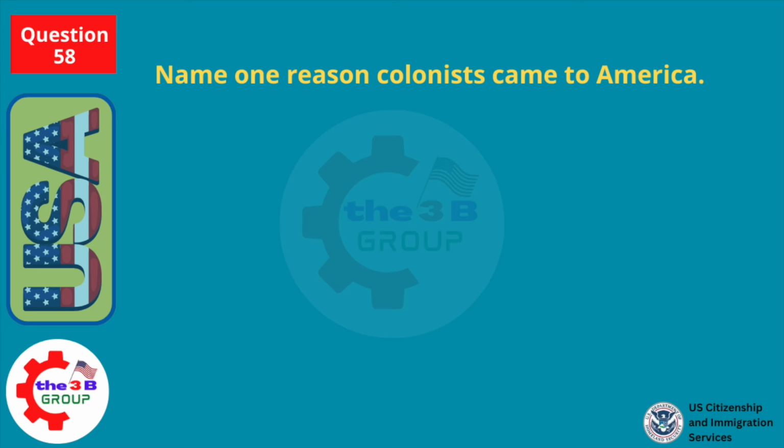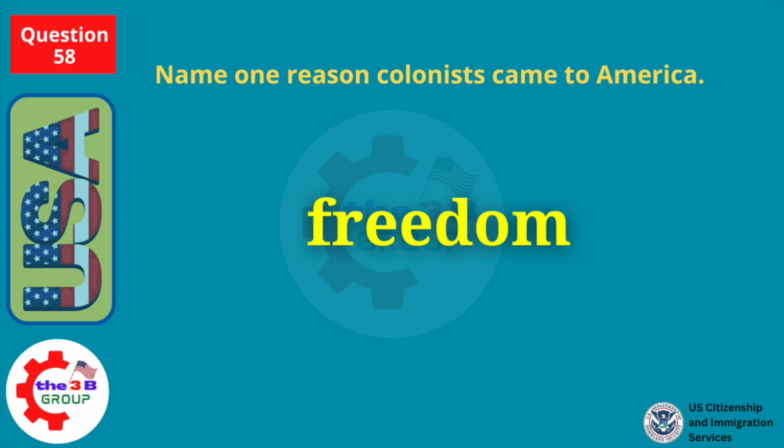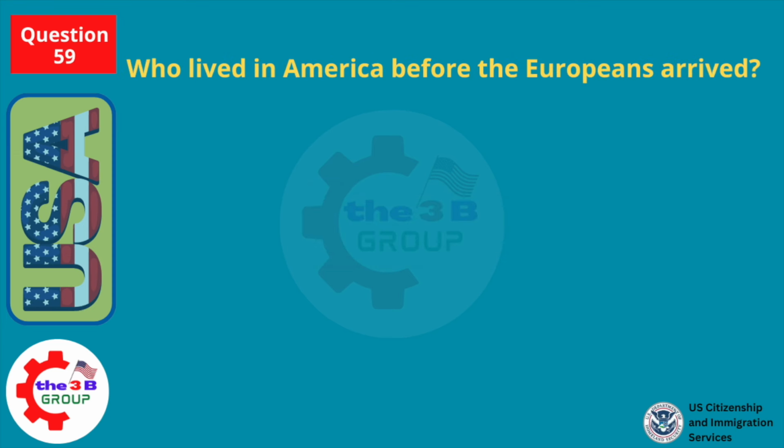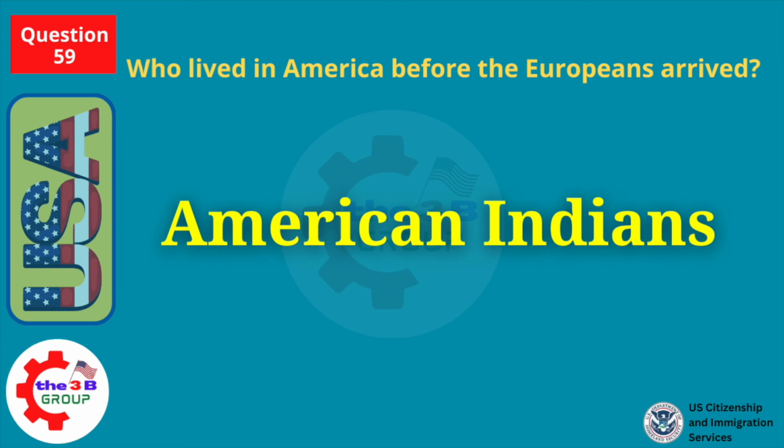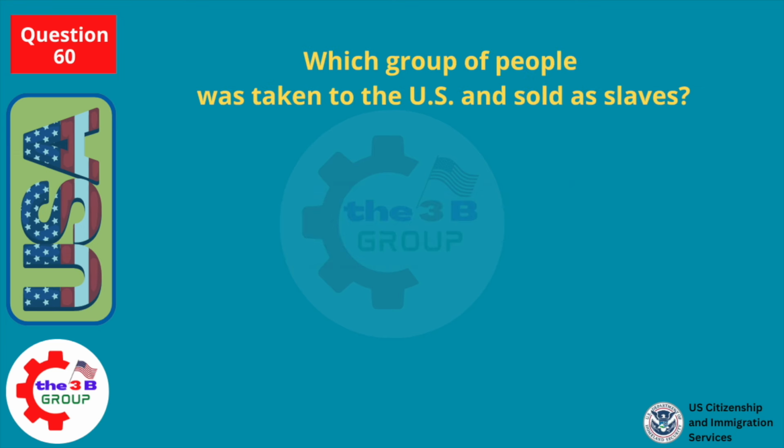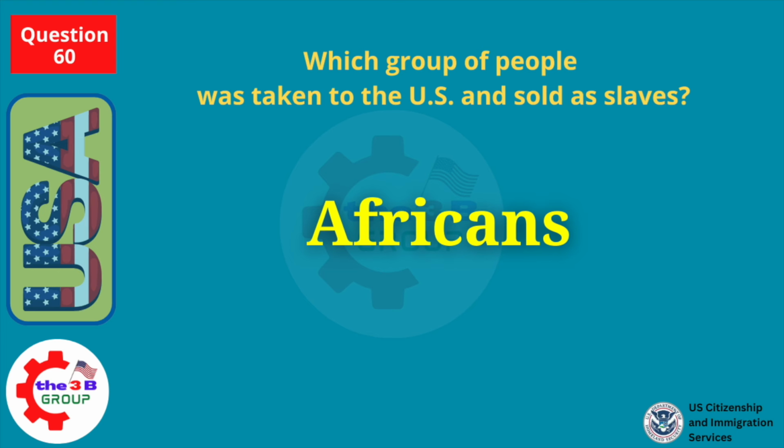Name one reason colonists came to America. Freedom. Who lived in America before the Europeans arrived? American Indians. Which group of people was taken to the U.S. and sold as slaves? Africans.